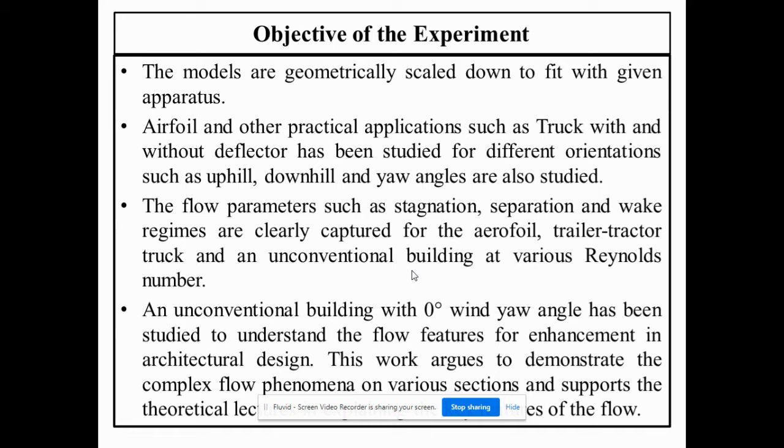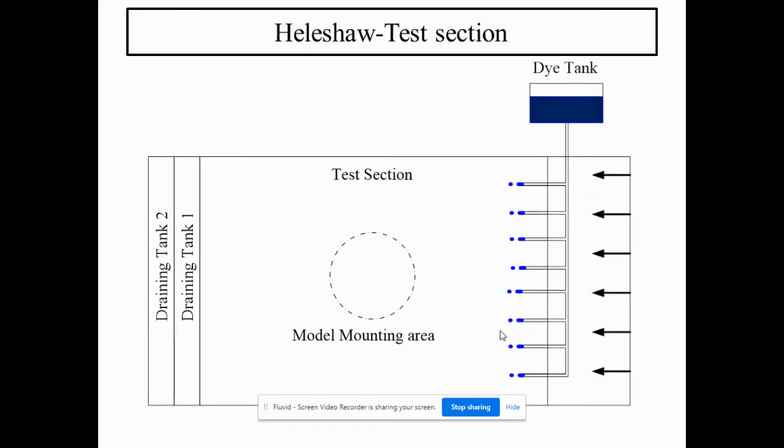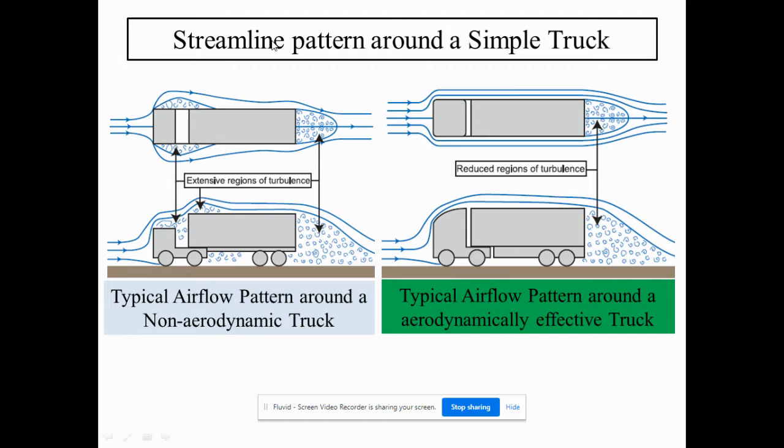One is an airfoil, a trailer tractor truck, and an unconventional building at different angles. An unconventional building with zero angle is given for this particular study, and here we can understand how the Hele-Shaw test works. Here we can see a streamlined pattern around a simple truck. We call this an aerodynamic truck.